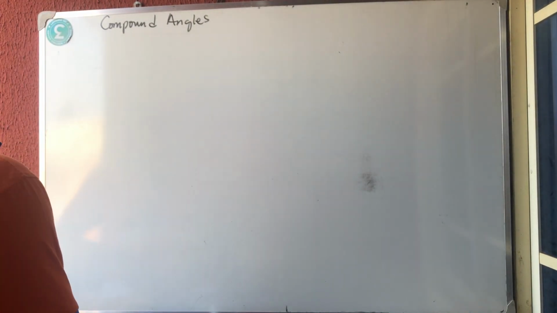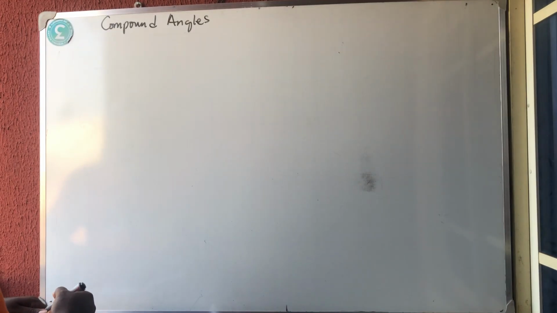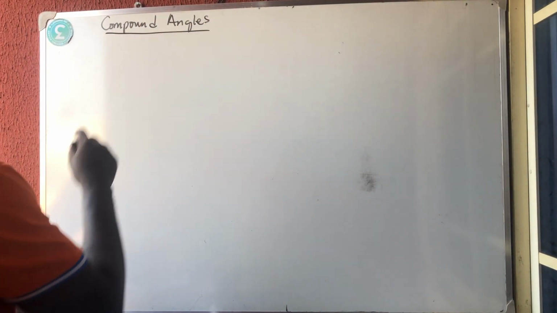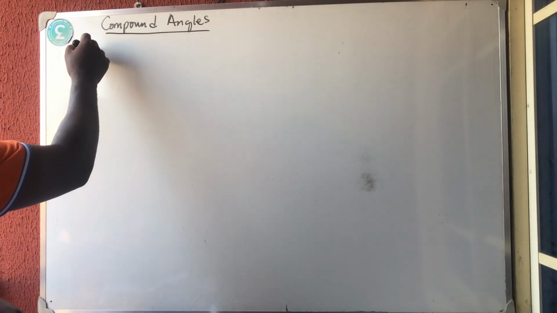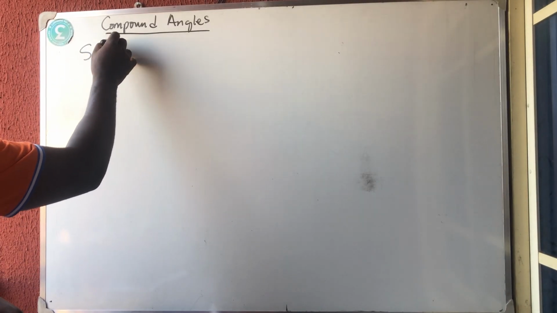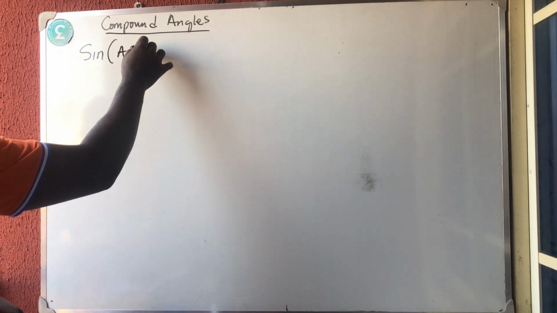Today we'll be talking about compound angles. There are some trigonometric ratios you need to know in this topic, and we'll be writing them out. The first one you need to know is sine A plus B.